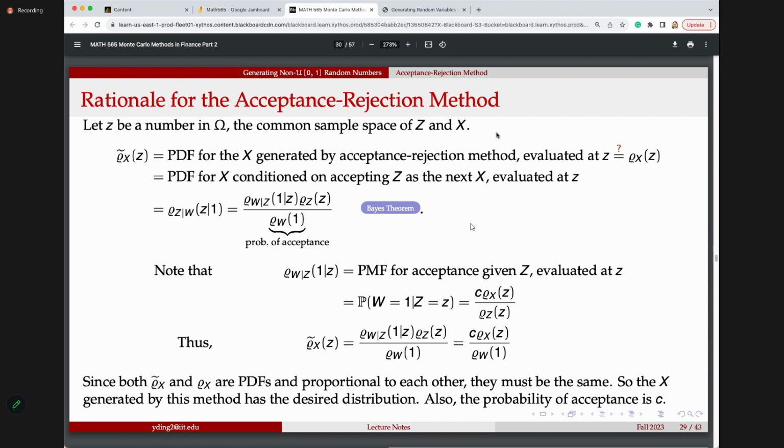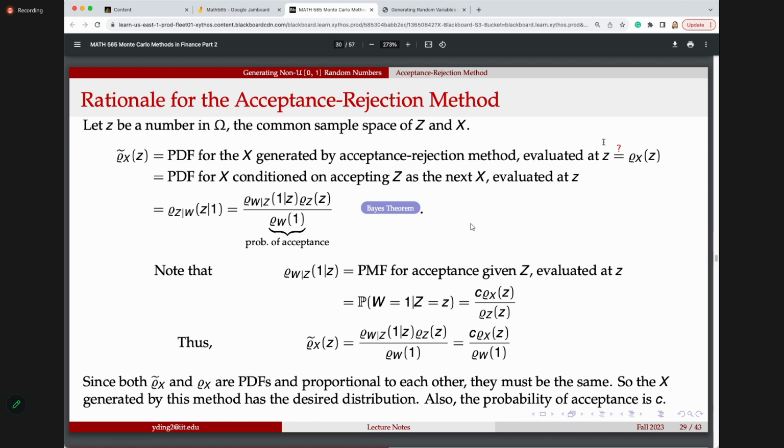Because the sample space for the standard normal is negative infinity to infinity. If it's from -1 to 1, then you will also try to find some z on the same sample space. So that's the idea. Okay, so here, the PDF for the x generated by this acceptance rejection method.